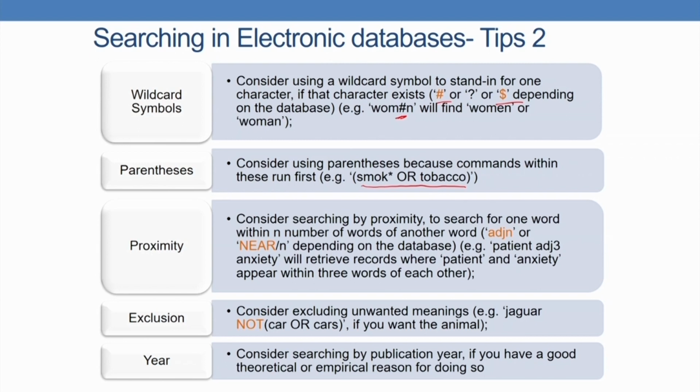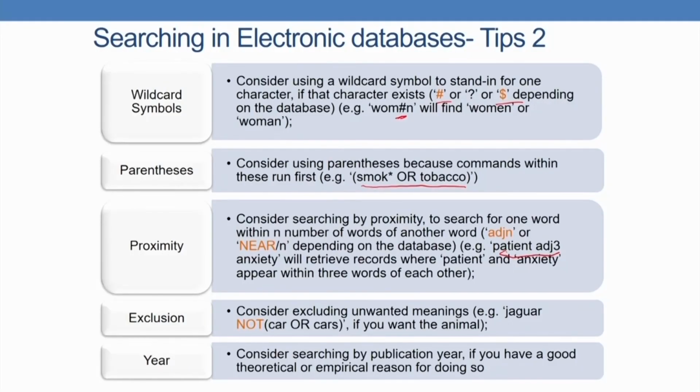Proximity is another criterion. You can consider searching by proximity to search for one word within n number of words of another word, let us say ADJN, or NEAR n depending on the database. Example, patient ADJ3 anxiety will retrieve records where patient and anxiety appear within 3 words of each other.